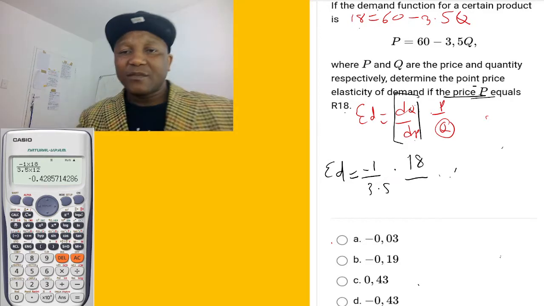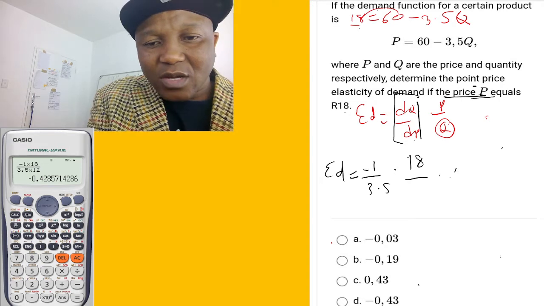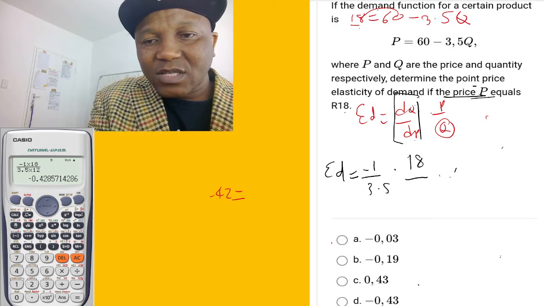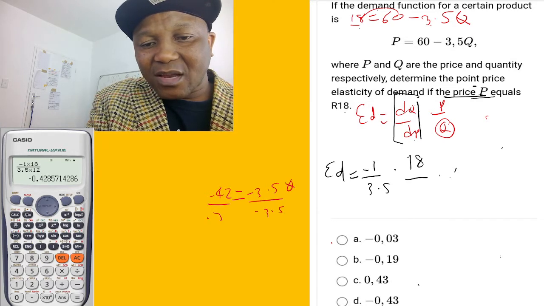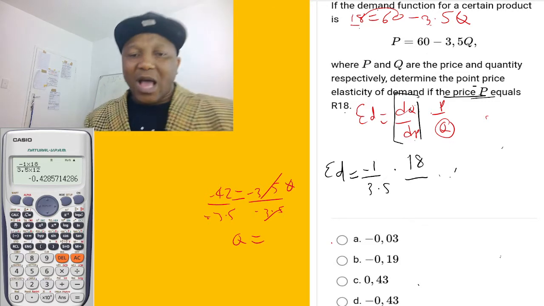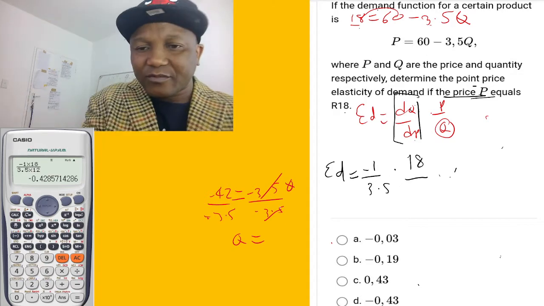So how are we going to get q here? 18 minus 60 is going to be negative 42. Negative 42 equals negative 3.5q. Divided by negative 3.5, this and this cancel, so q equals 42 divided by 3.5, I think is 12. I believe so, equals 12.